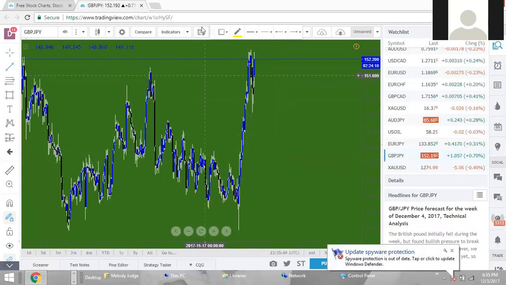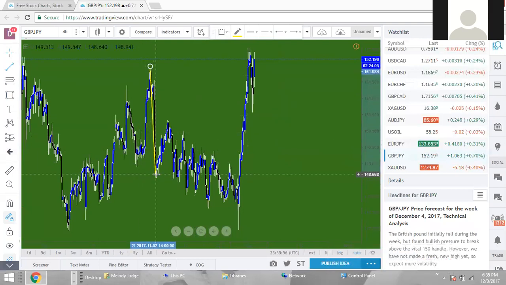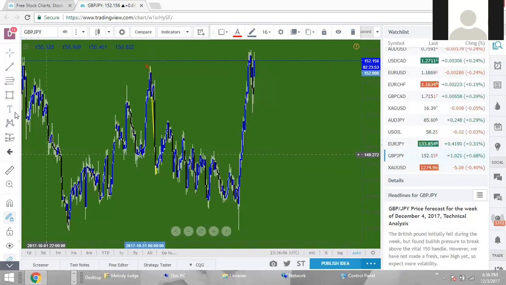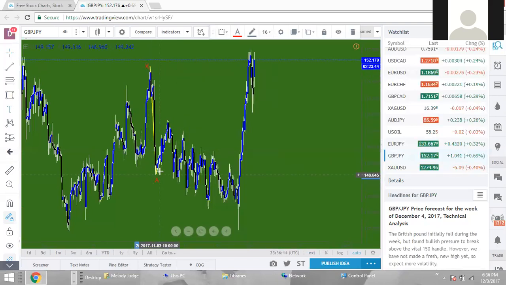right now, what I was looking at is this right here. I was going to call this my impulse leg. X to A. X leg. Well, X point. A point. X to A.